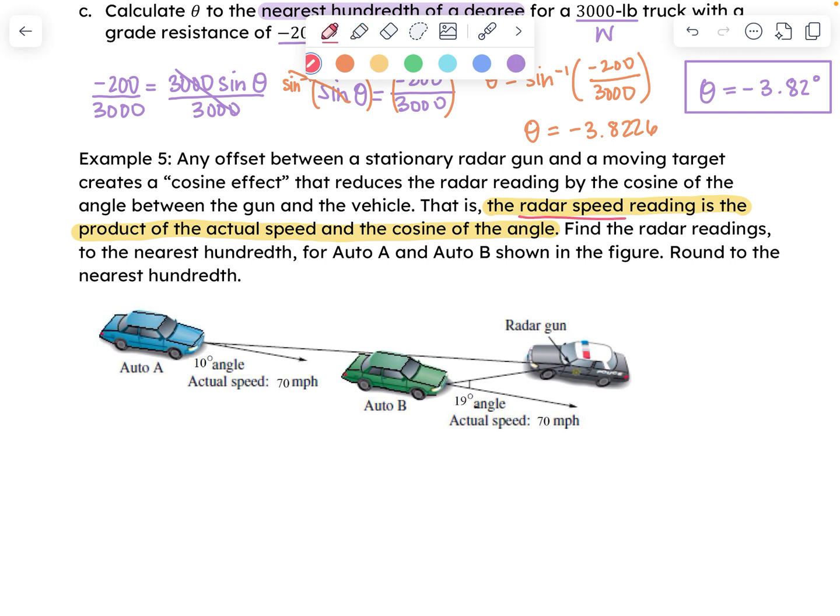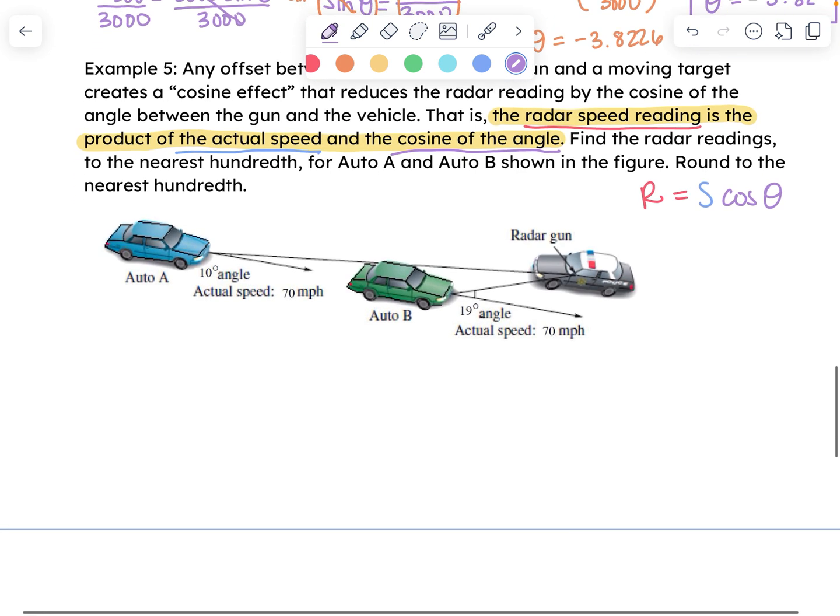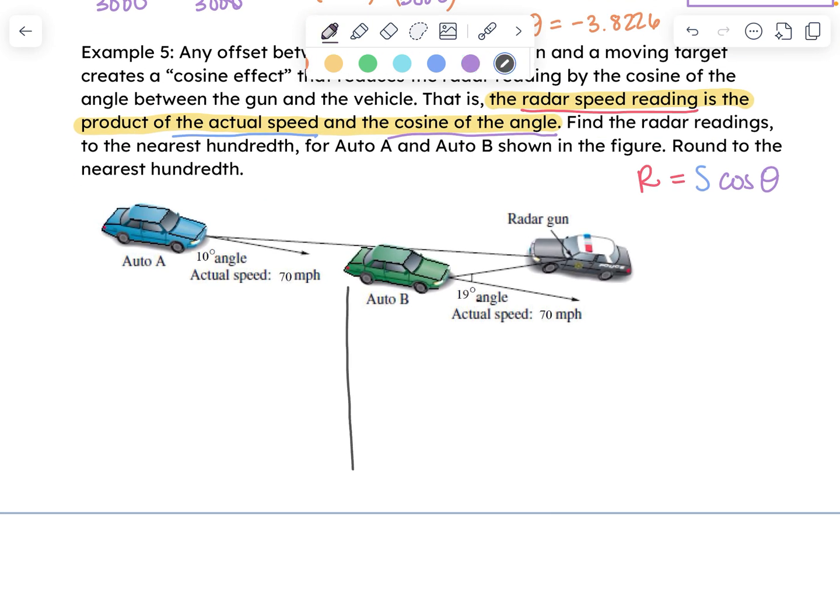It says the radar speed reading, so we can call that R for radar. Then it says is, so equals, and then product means that we are multiplying. So it's going to say the product of the actual speed, so I'm going to say S for speed, and then the cosine of the angle, so cosine of theta. And that's kind of how we get our equation there. And now that I have my equation, I just need to use it for both of the cars that I have in my picture. So I'm going to draw a little line to split. And let's start with auto A that's over here in blue.